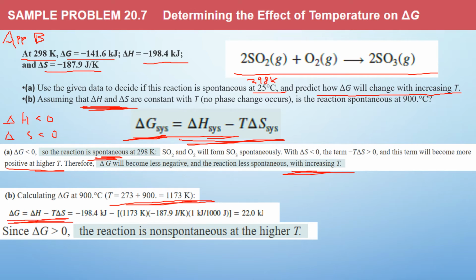Delta H is given in kilojoules. Delta S is given here, but it's in joules, so you have to convert that into kilojoules. Multiply by the temperature in Kelvin, which is here. You do the calculation and find that this is 22 kilojoules, which is much greater than 0. So in this case, the reaction is no longer spontaneous.